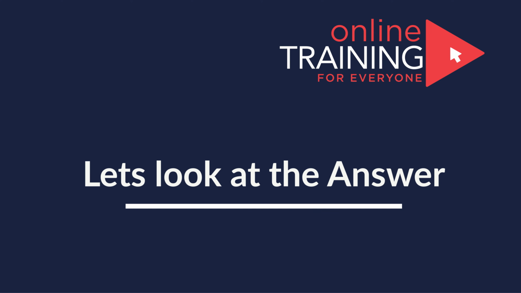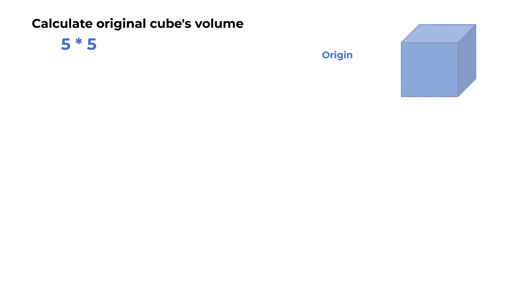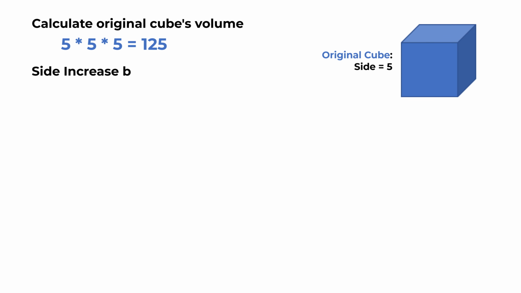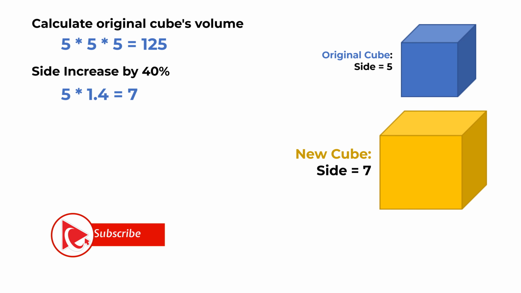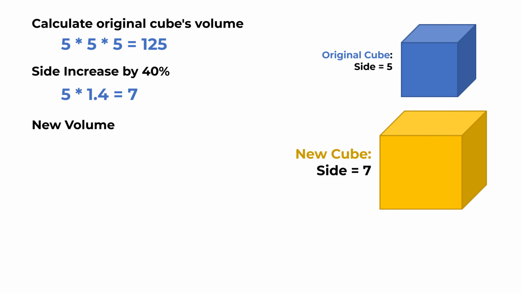First thing we're going to do is calculate the original cube's volume. 5 multiplied by 5 multiplied by 5 equals 125. Now let's increase the side of the cube by 40%. 5 multiplied by 1.4 equals 7, which means that the new cube's volume would be calculated as 7 multiplied by 7 multiplied by 7, and the end result will be 343.